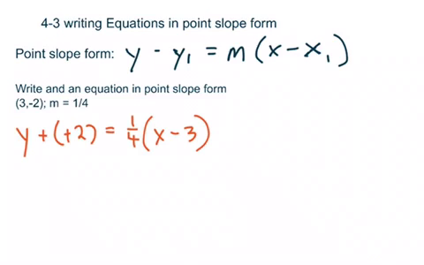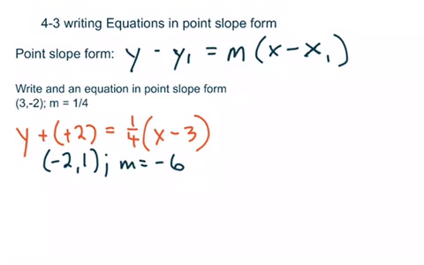Okay, I'm going to give you all one to try. This one, we have -2, 1, and the slope is -6. Write that in point-slope form.